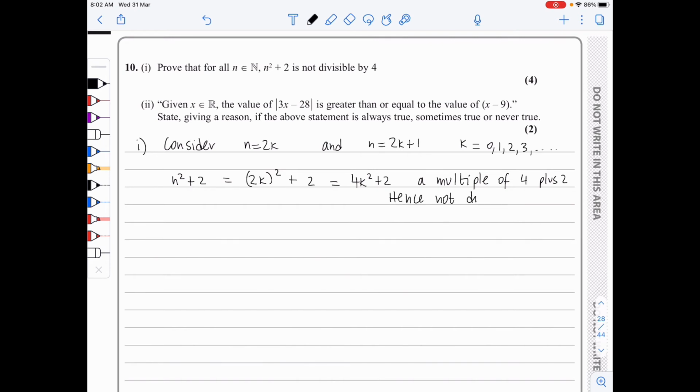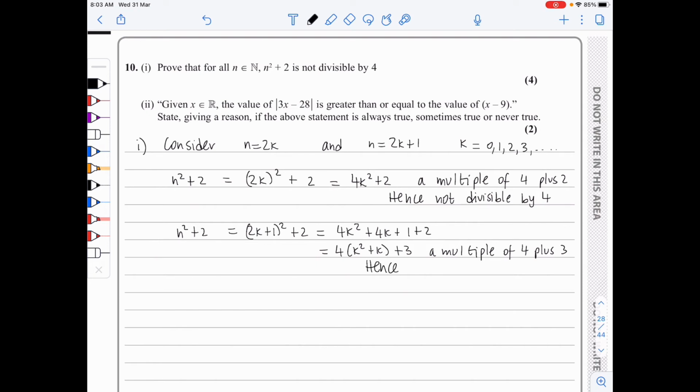And then there's the other case: n squared plus 2, where we start with the odd number, 2k plus 1 squared plus 2, which is 4k squared plus 4k plus 1 plus 2, which is 4k squared plus 4k plus 3, a multiple of 4 plus 3. Again, not divisible by 4.